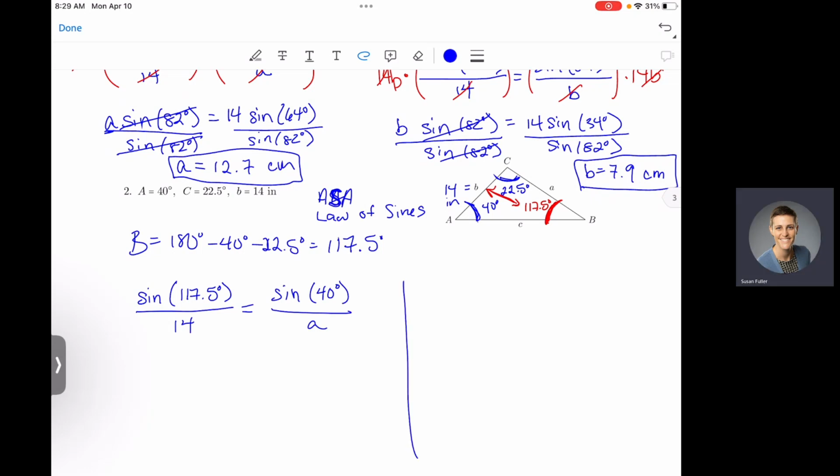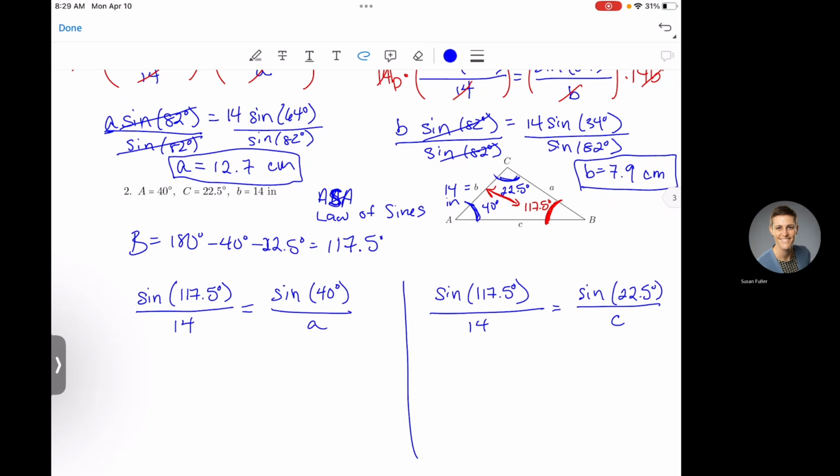And I can also use the law of sines, and I'll use my completed ratio here. And I'm also going to set that equal to the sine of angle C divided by side C. And now in each of these situations, you can solve for A and C. And then you will be complete. All right, I will let you do that solving. I just wanted to help you start that one, but this is very similar to the solving above.